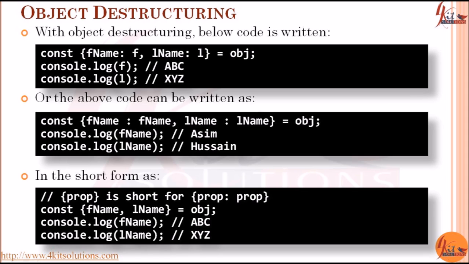Okay, so we'll print it out, or we can write the code like this: fname, lname. So if we can have the property name and the local variable name as same, we can write it like this: fname, lname equal to obj. So what it will do, it will extract the property value fname and assign to the local variable fname, and it will extract the value of the property lname and assign to the local variable lname.